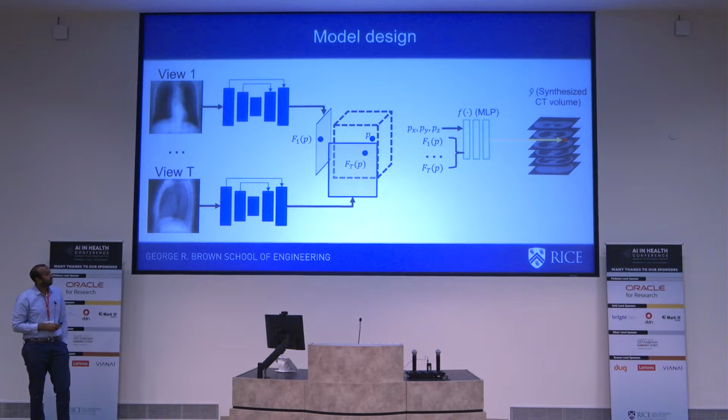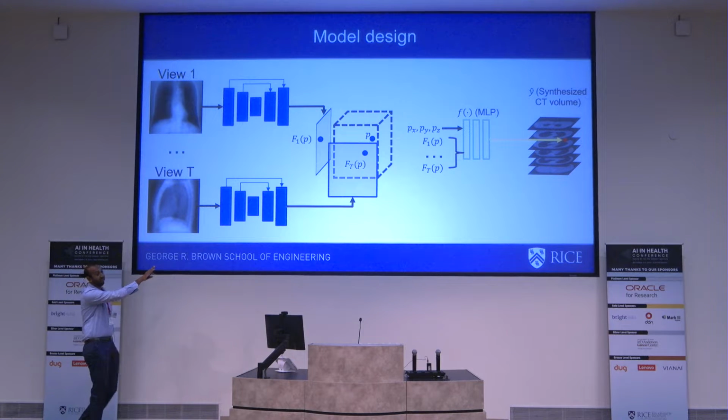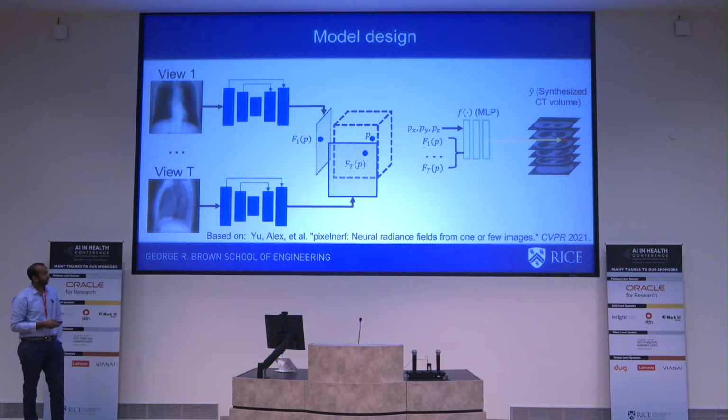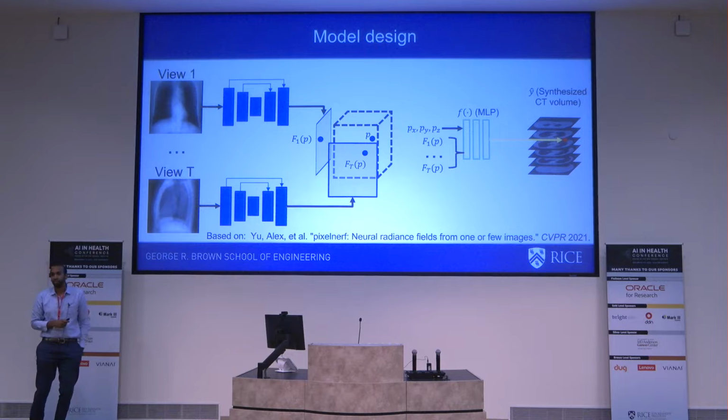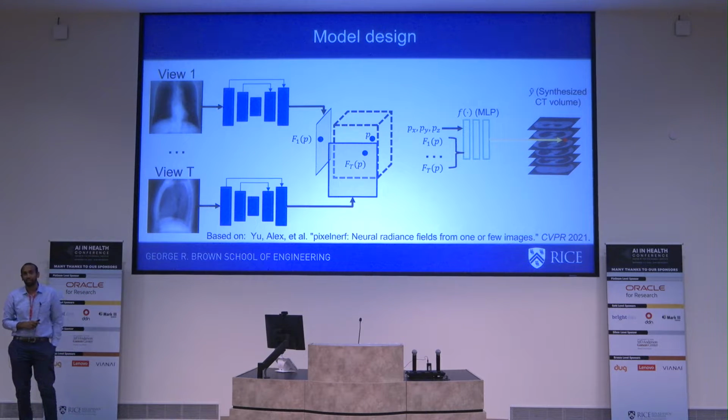The idea here is that we're leveraging the fact that we know these 2D images are projections of the 3D space, and that's how we get those features. For those interested, there's this work called PixelNeRF, neural radiance fields from one or few images, that we based this idea on, and so we're basically designing this algorithm using those ideas in mind.